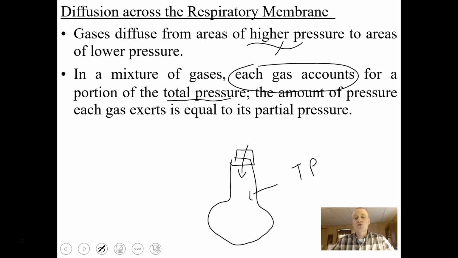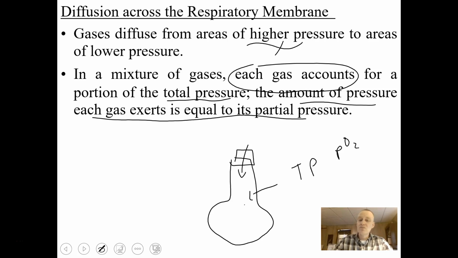And that total pressure is a mixture of all the gases, of all the partial pressures that each gas exerts on the total pressure. So the amount of pressure that each gas exerts is equal to its partial pressure. So in this chamber here, I could have a partial pressure of oxygen, represented by a lowercase p and then O2, and then you might have a partial pressure of carbon dioxide, and there might be partial pressures of other gases like water vapor.